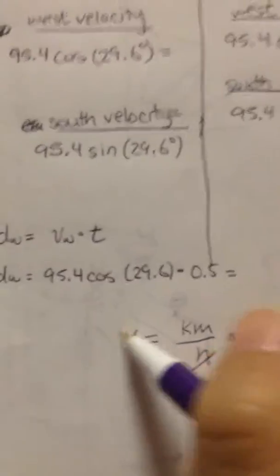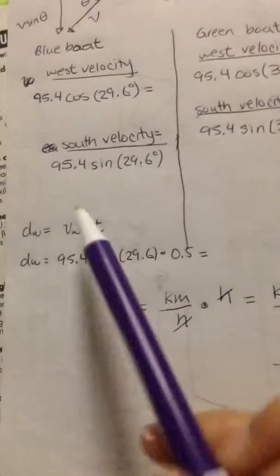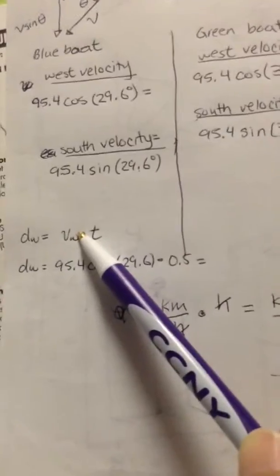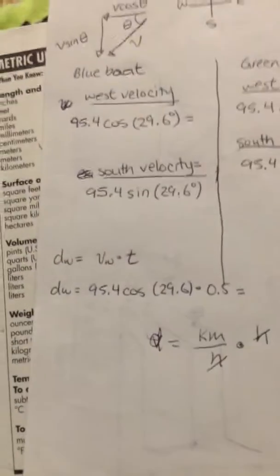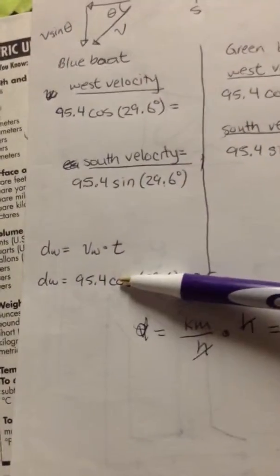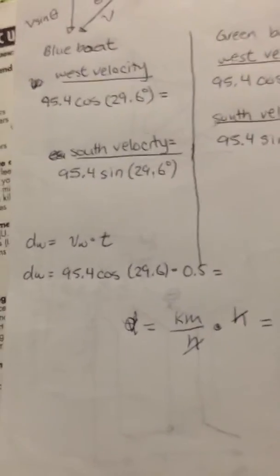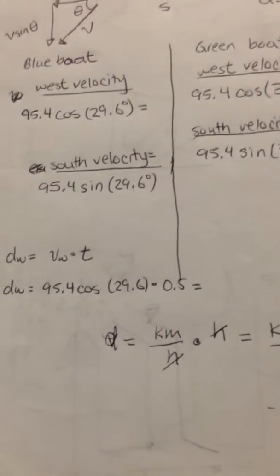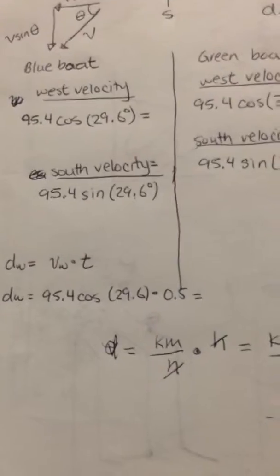So yeah, the same thing. Take the distance in the west direction for the blue boat and the distance in the south direction for the blue boat, subtracted from the distance in the west direction for the green boat and the distance in the south direction for the green boat. It's very simple.